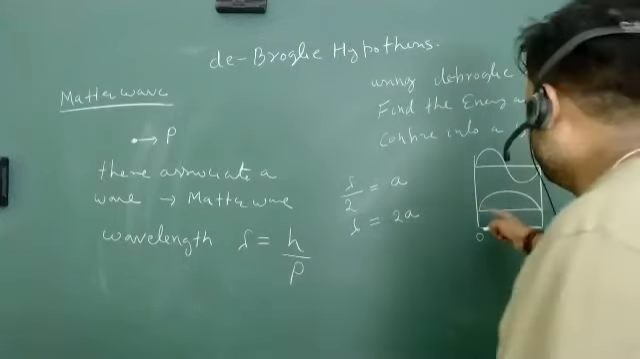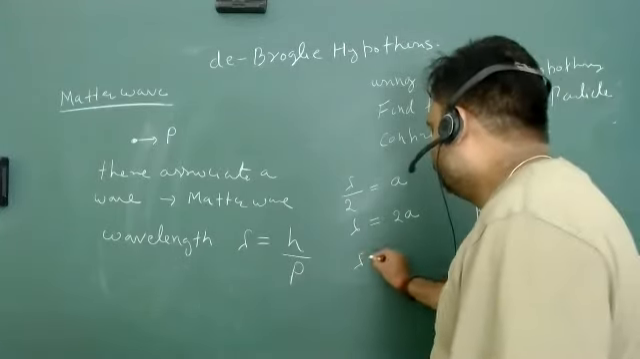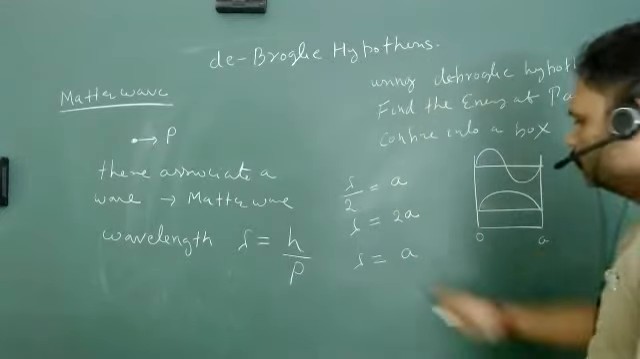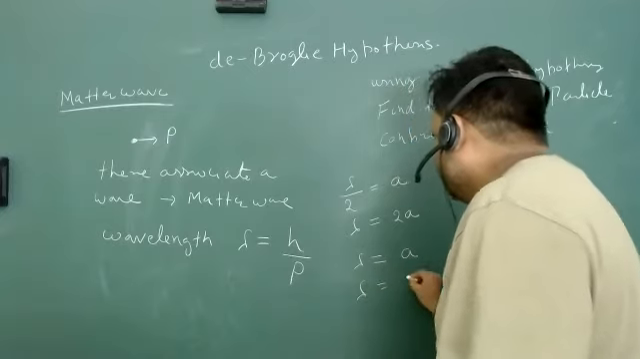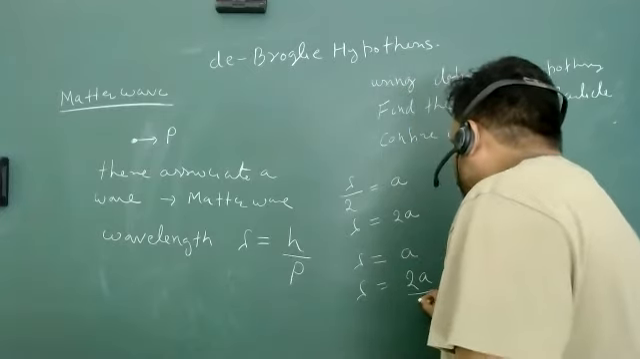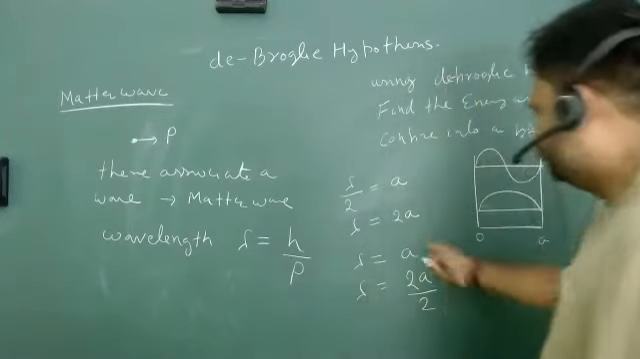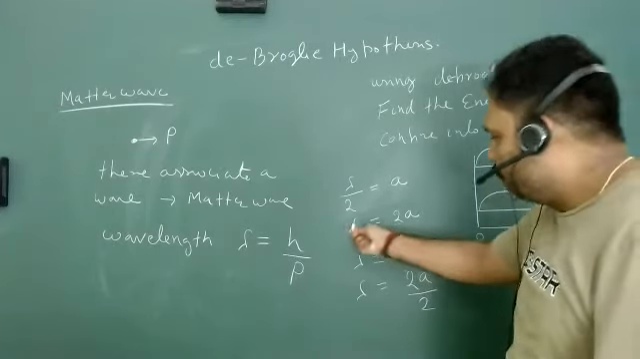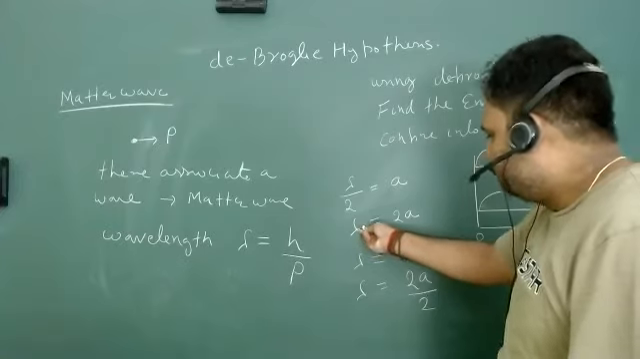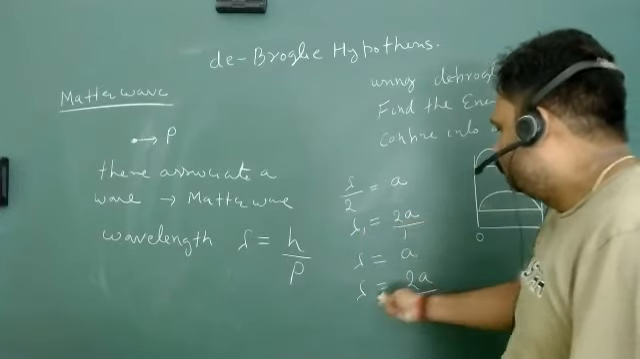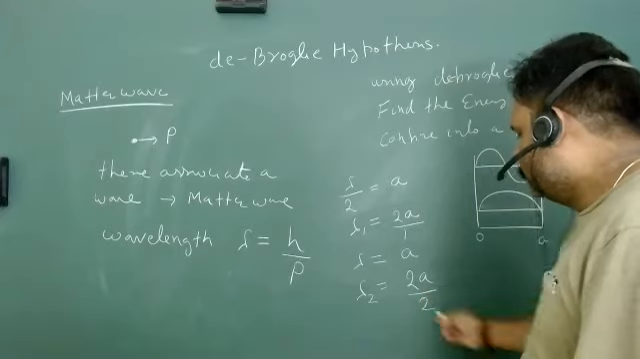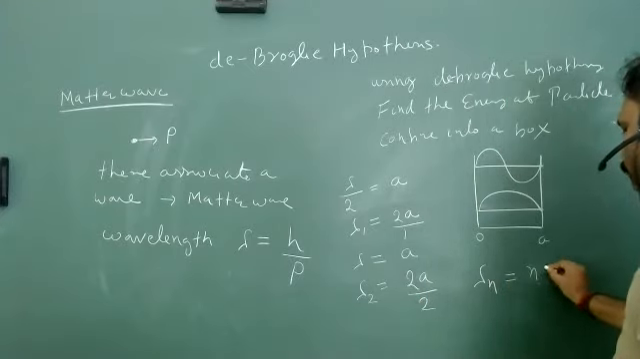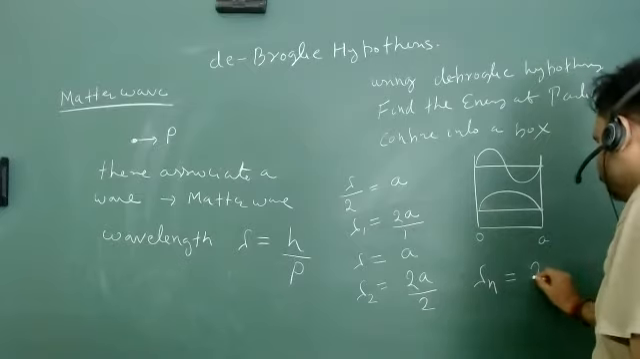And for the first overtone, lambda can be written as a. This can be written as 2a upon 2. What we have found is that the possible values of lambda are lambda 1 equals 2a upon 1, lambda 2 equals 2a upon 2. Similarly, we can generalize: lambda n is equal to 2a upon n.